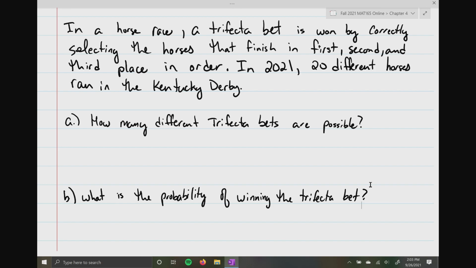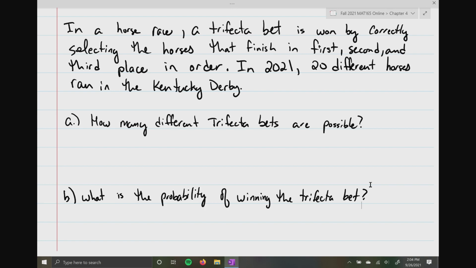And I had to look this up, but in 2021, there were 20 different horses that ran in the Kentucky Derby. The first question is, how many different trifecta bets are possible? And then a follow-up question would be, what is the probability of winning that trifecta bet? So what is the probability that you selected first, second, and third place? So here we need to ask ourselves, is there a natural order? And the answer to that is yes.